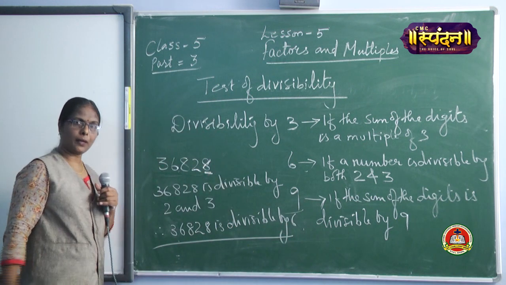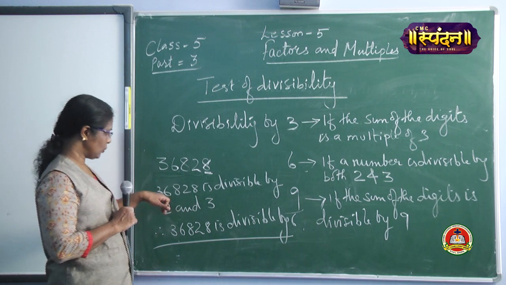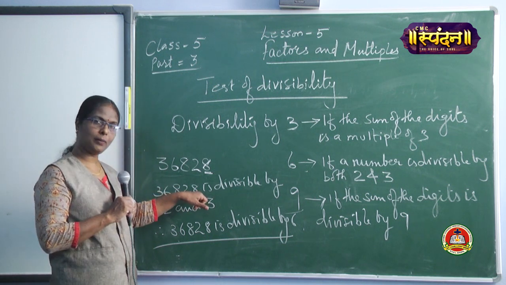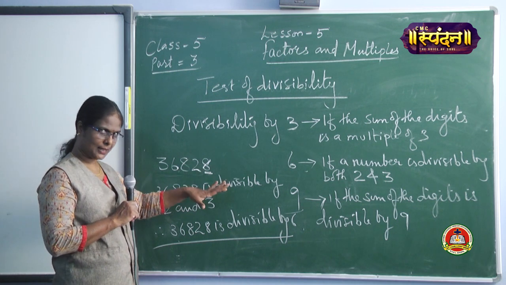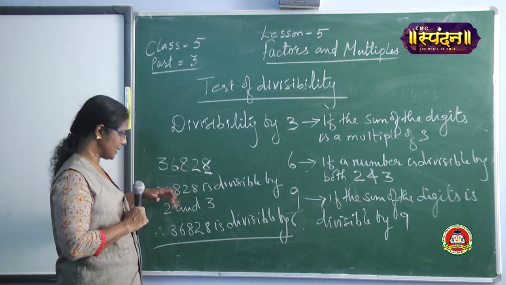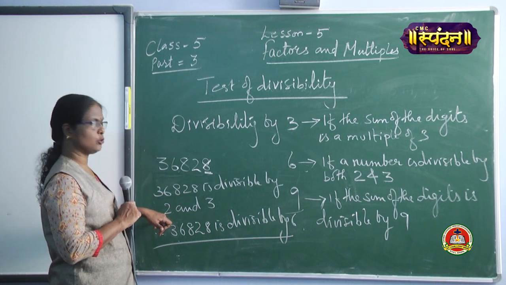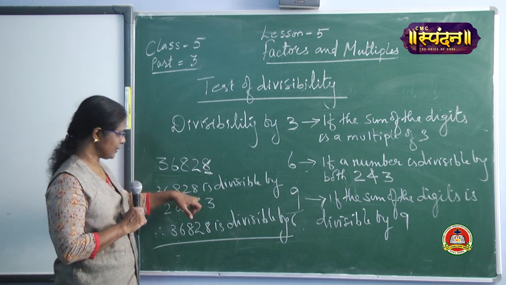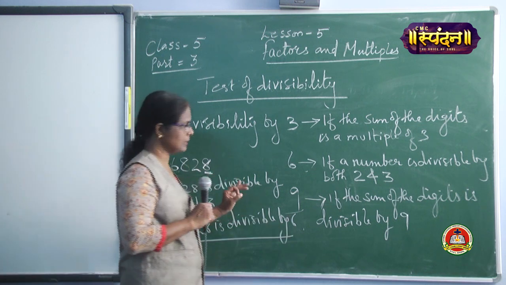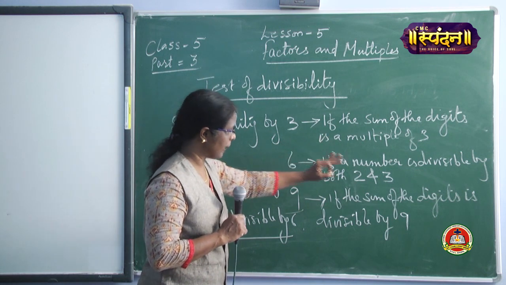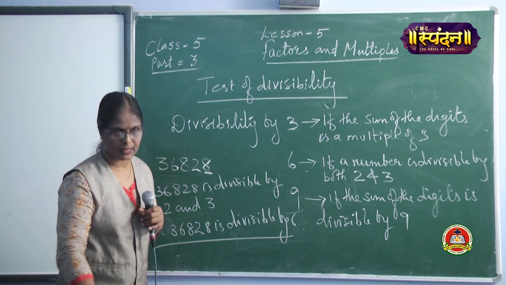6. Okay, but if this number is given alone, then you have to add all these digits, then you will get 27. The sum of these digits will be 27. Then we have to write, as this number is divisible by 3 and this number is also divisible by 2, therefore this number is divisible by 6, because the divisibility rule by 6 is, if the number is divisible by both 2 and 3, then the number is divisible by 6.